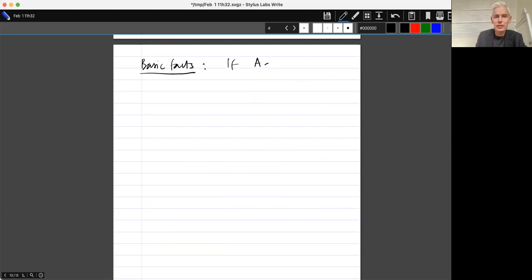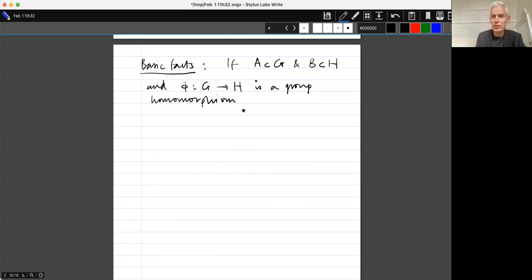If A is a subset of abelian group G and B is a subset of abelian group H, and phi from G to H is a group homomorphism, and I'll be quite careful to say group homomorphism when that's what I mean. So if I say homomorphism, I will usually mean a Freiman homomorphism and not a group homomorphism.